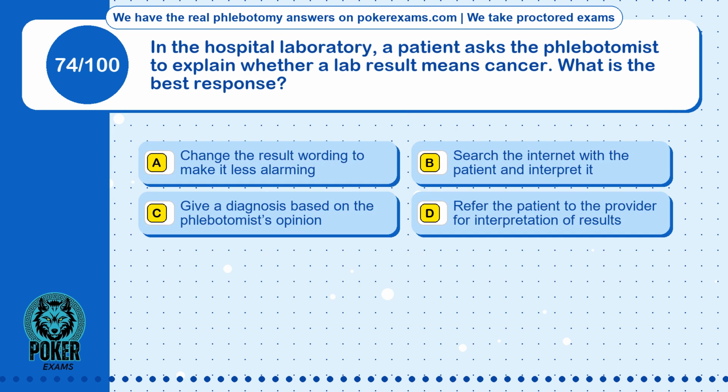Question 74. In the hospital laboratory, a patient asks the phlebotomist to explain whether a lab result means cancer. What is the best response? Option A. Change the result wording to make it less alarming. Option B. Search the internet with the patient and interpret it. Option C. Give a diagnosis based on the phlebotomist's opinion. Option D. Refer the patient to the provider for interpretation of results.